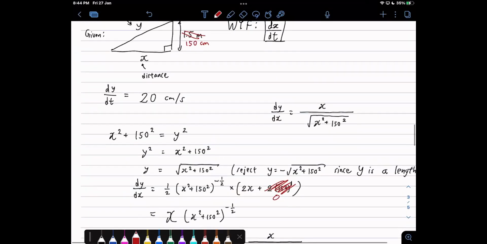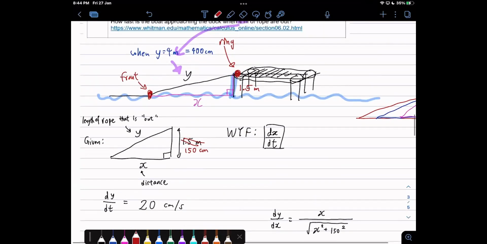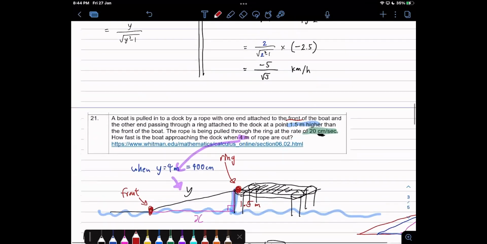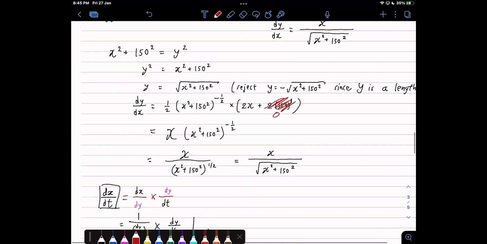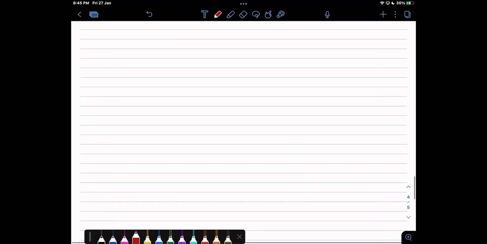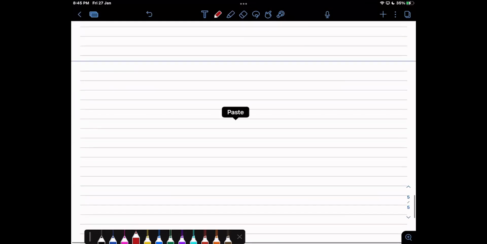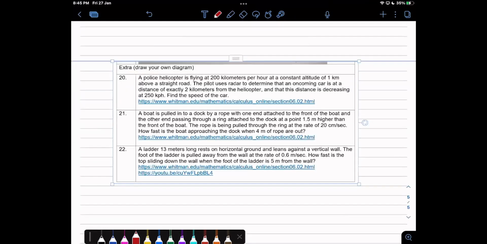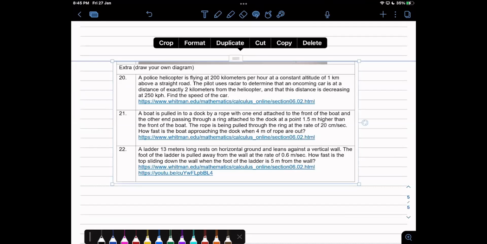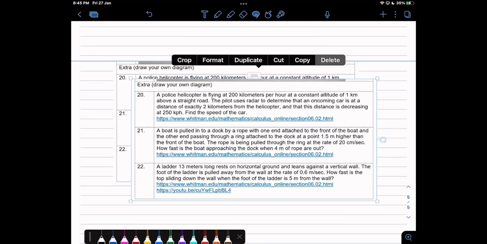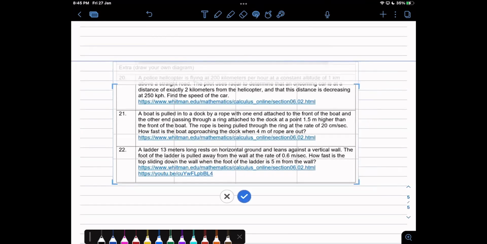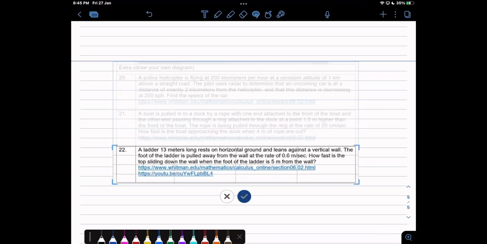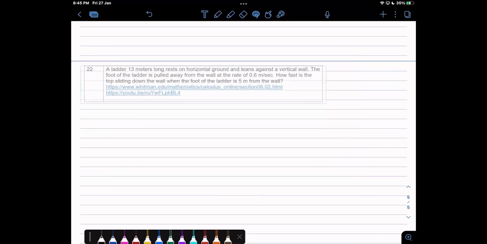That was 21. Let's go on to 22. Last one. Ladder question, also very common. So in a very unrealistic scenario, there is a ladder that is sliding down a wall. It is a very dangerous situation if you are using it to climb on top of a roof or something. But let's just imagine that somebody lets the ladder slide down the wall. You get what I'm saying?